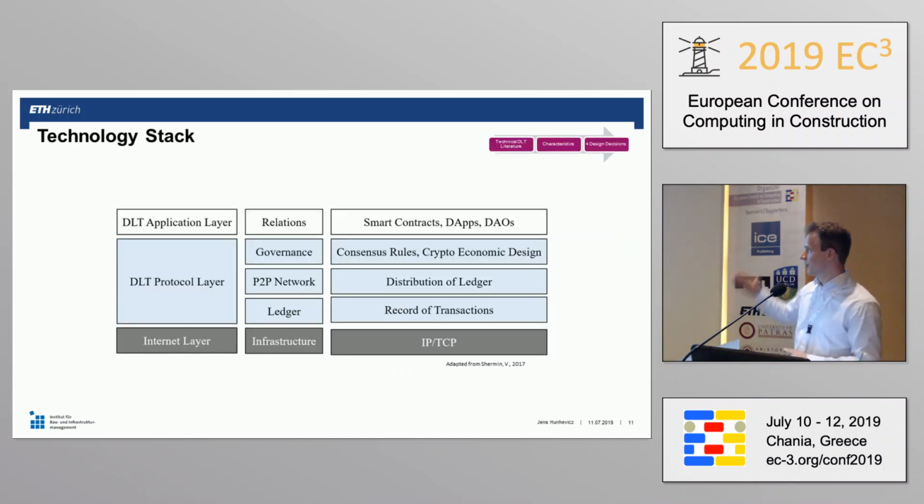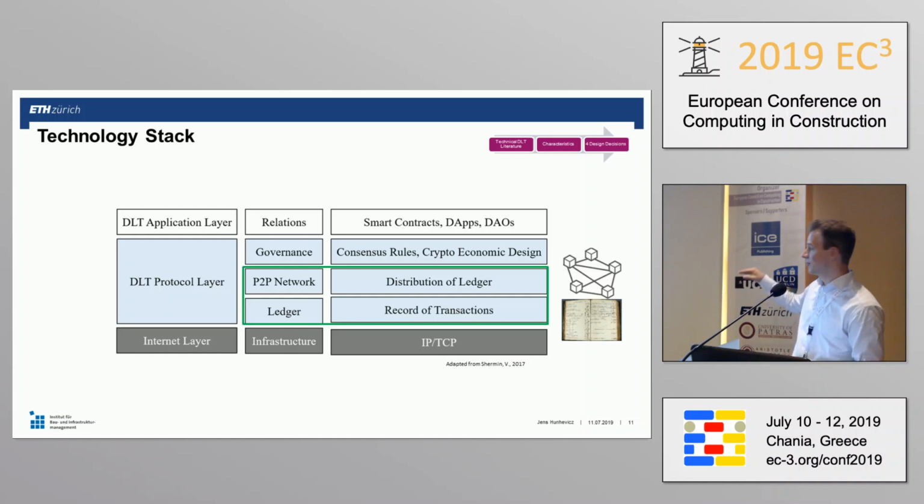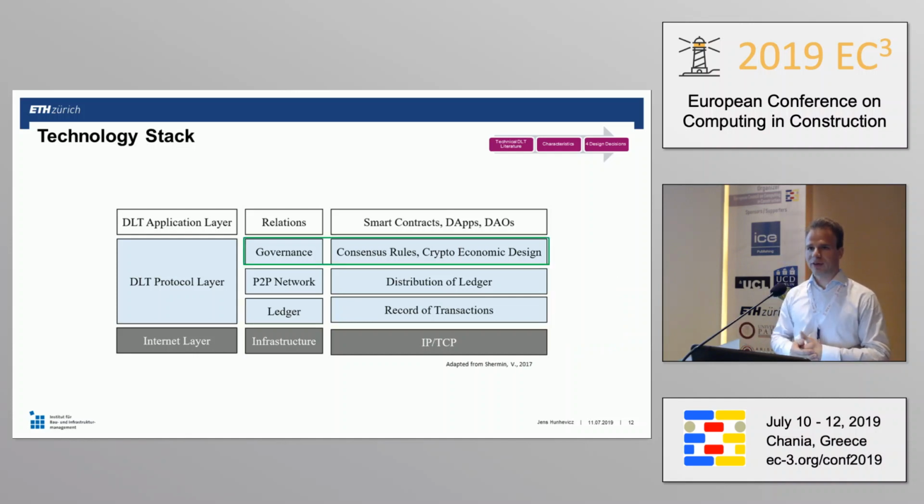So this is called the technology stack. We're at the computing conference for construction. So that's a technology stack, how blockchain works. So you have the internet layer for information exchange, and then you have your blockchain, which is called the DLT protocol layer. And you already know these two elements. I showed them to you in my one slide explanation, ledger and P2P network. And these two elements are often very similar across different blockchains. And then there is a component called governance. And here it becomes very interesting because you have a lot of different opportunities here.